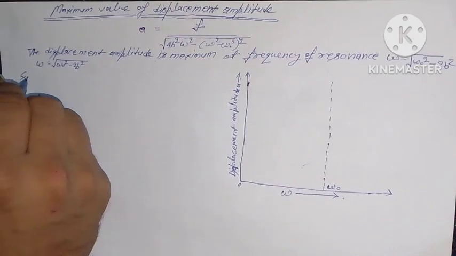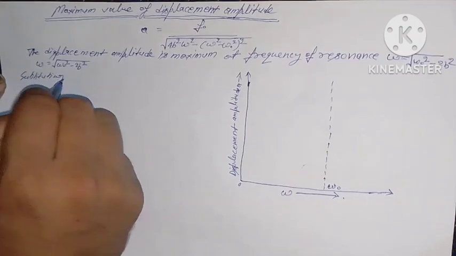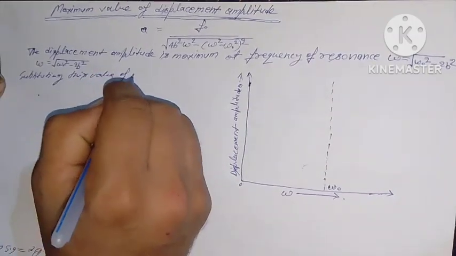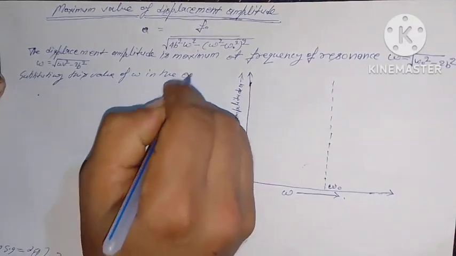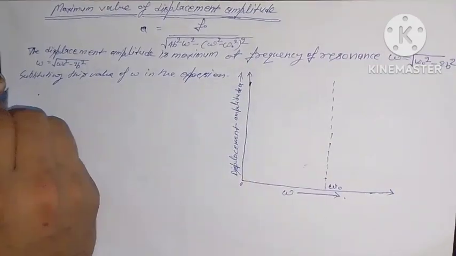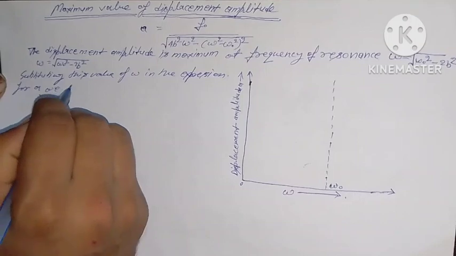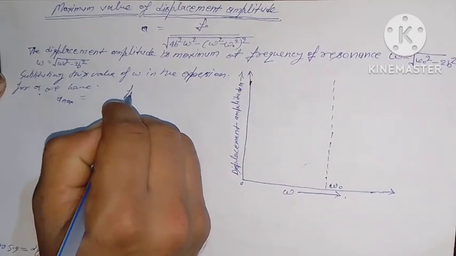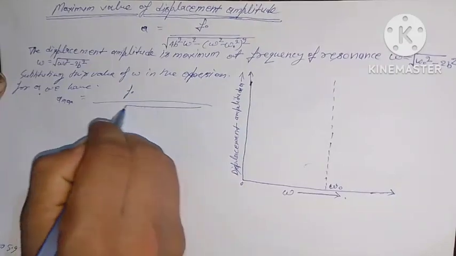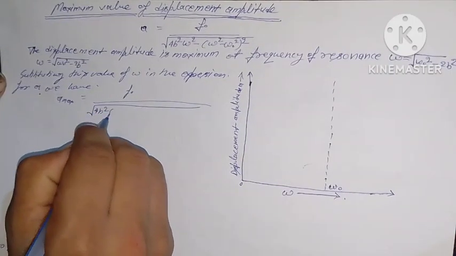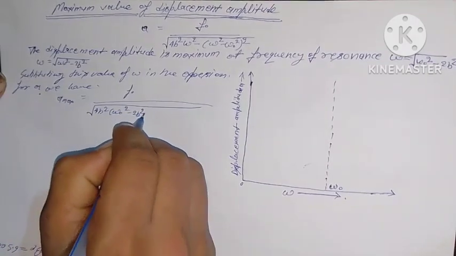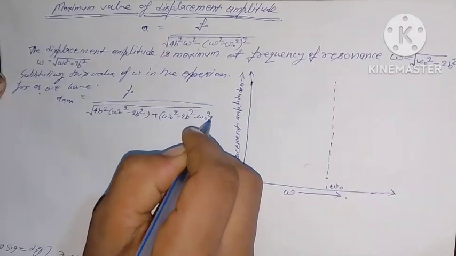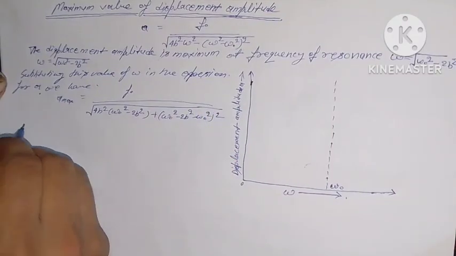Substituting this value of omega in the expression for A, we have A max equal to f naught upon under root of 4b square omega naught square minus 2b square plus omega naught square minus 2b square minus omega naught square whole square.